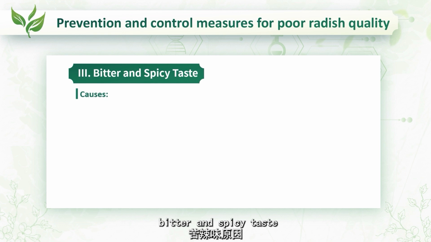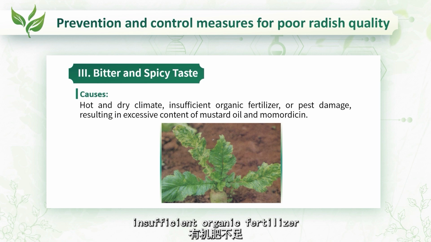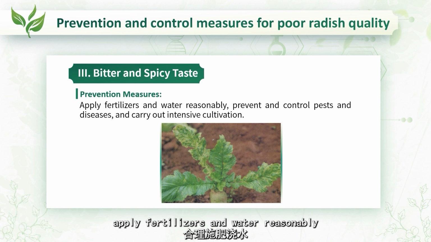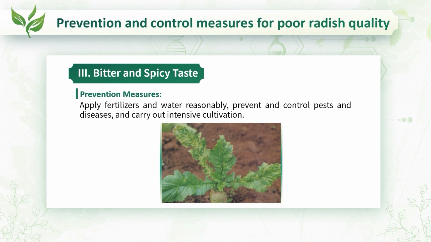3. Bitter and spicy taste. Causes: hot and dry climate, insufficient organic fertilizer, or pest damage, resulting in excessive content of mustard oil and momordicin. Prevention measures: apply fertilizers and water reasonably, prevent and control pests and diseases, and carry out intensive cultivation.